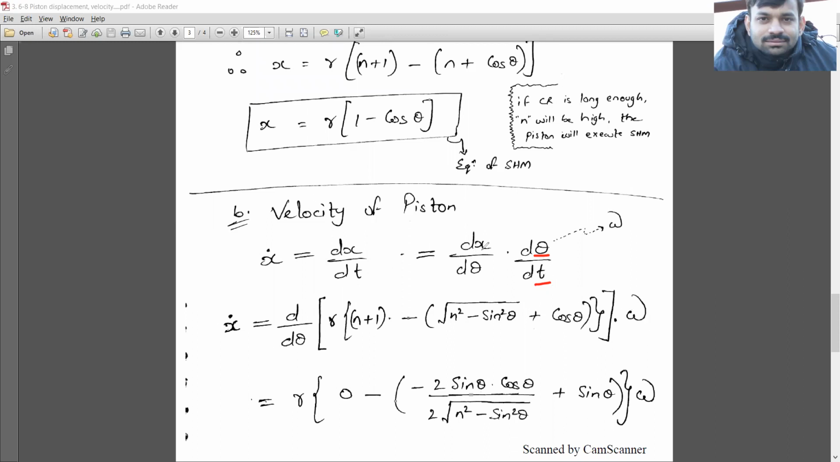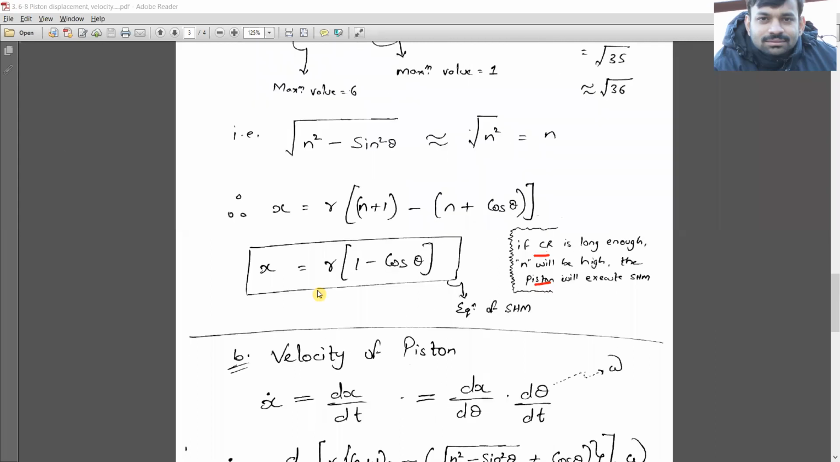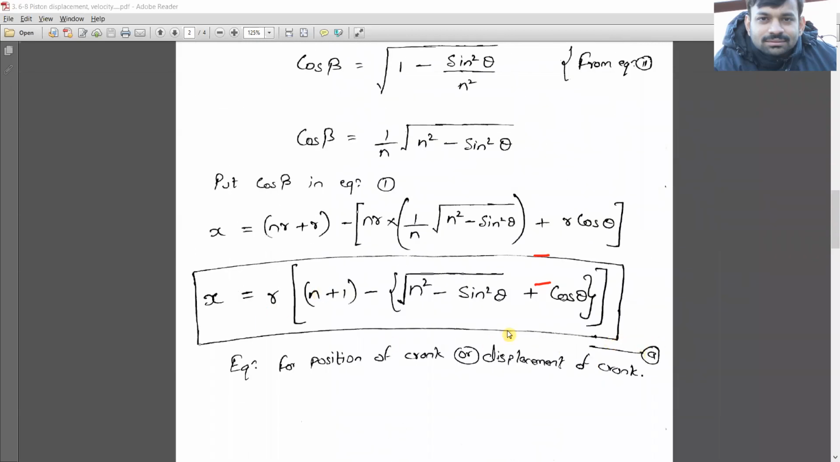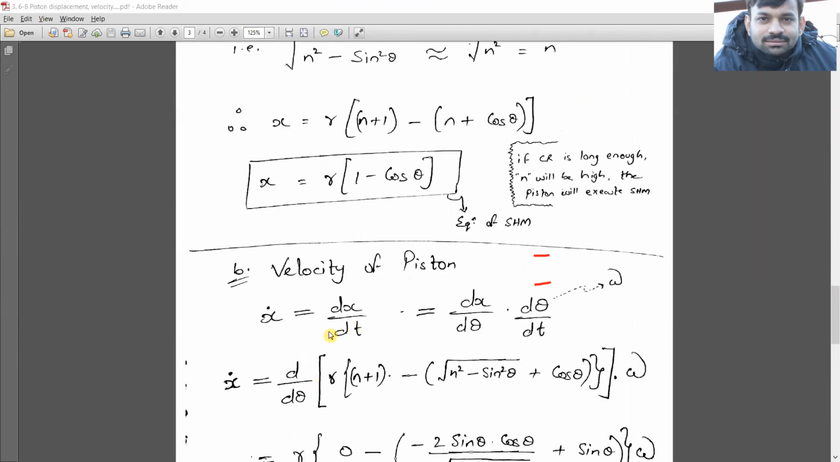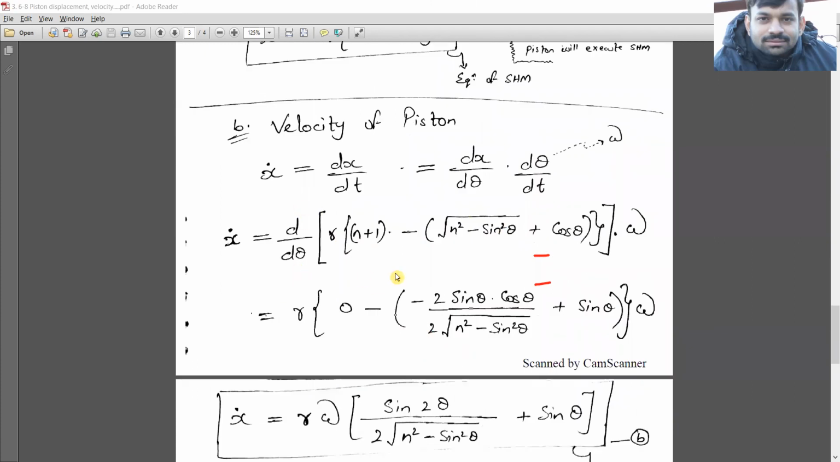Okay, so we have the value of x, the displacement value we already determined in equation A. We'll keep this value of x in this equation, that is d theta by dt of this entire value of x. This is x within the big brackets: r times n plus 1 under root n square minus sin square theta plus cos theta, multiplied by d theta by dt, and d theta by dt is replaced by omega. I hope this equation is clear to you. Now we will differentiate all these terms with respect to theta.